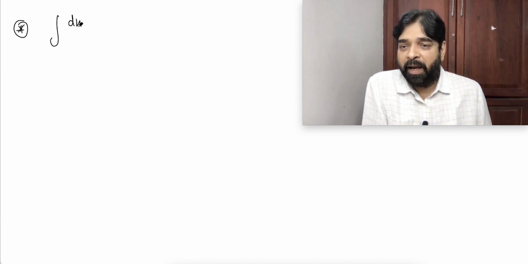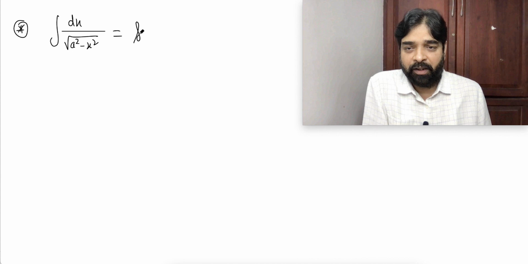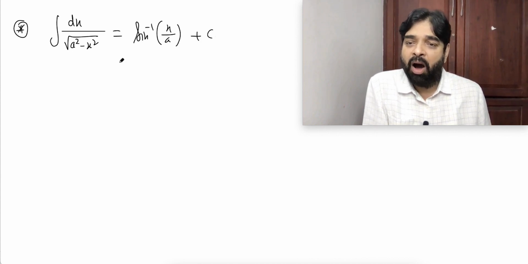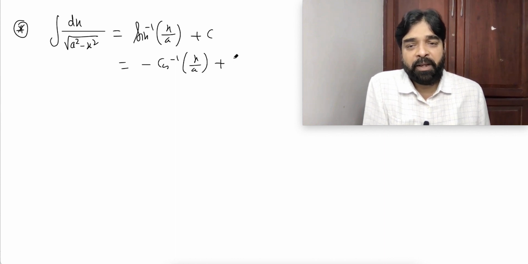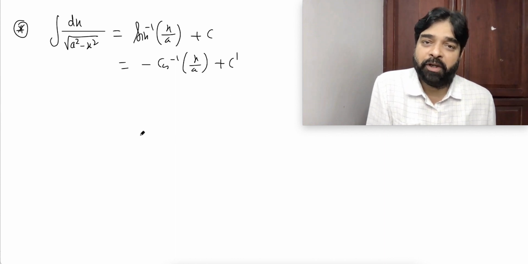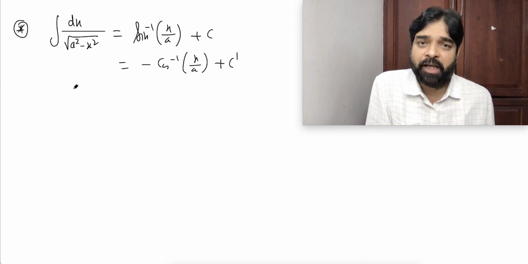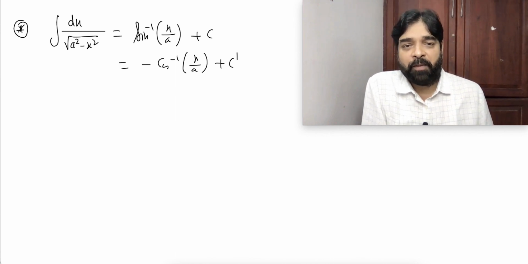Integration of dx by root of a square minus x square is always equal to sine inverse x by a plus c, or this answer can be written as minus cos inverse x by a plus some c dash. I hope you understood how it's coming. Exactly the same question I did. This is the first form.